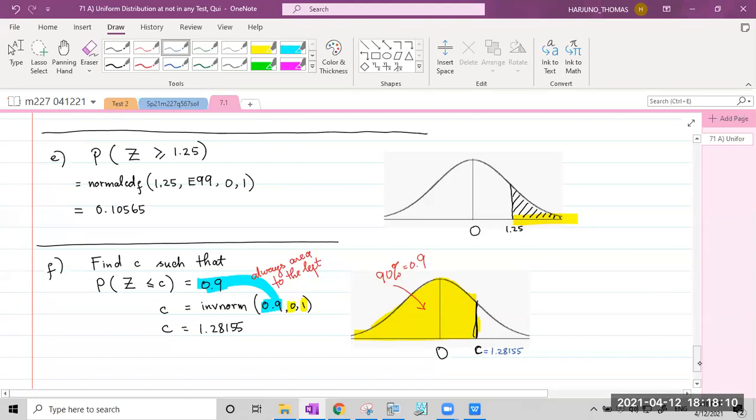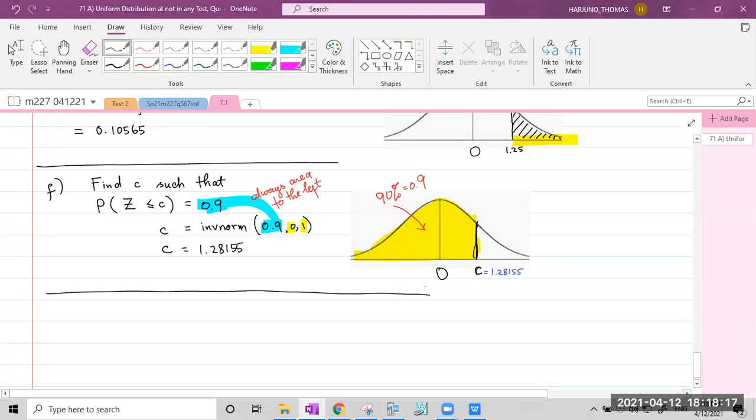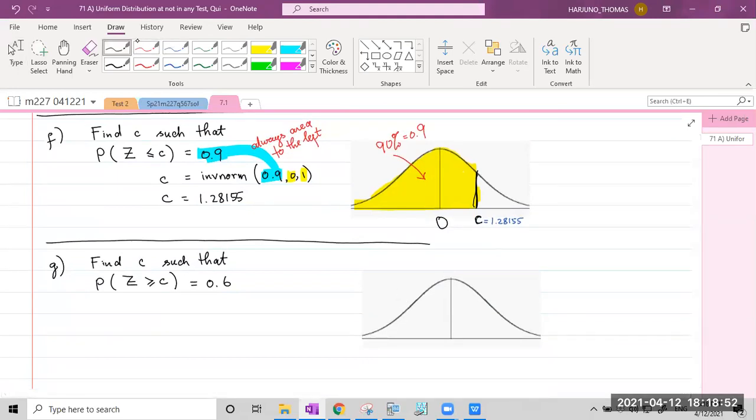Now, what happens if what they tell us is the area to the right? If they tell us the area to the right, we need to adjust a bit so that we get the area to the left. Find c such that the probability that Z is to the right of c is, let's say, 0.6. Let's picture that first. What is that lowercase c such that the area to the right is 60%, 0.6?